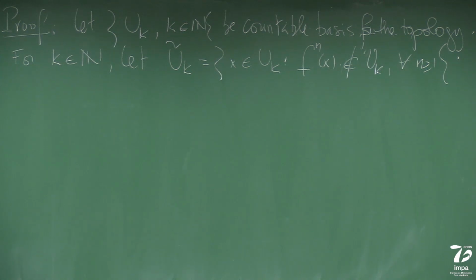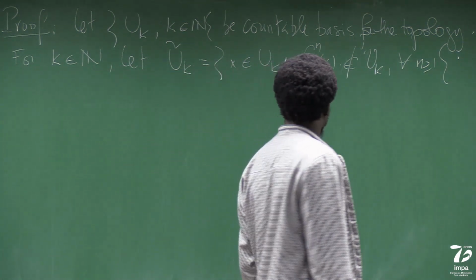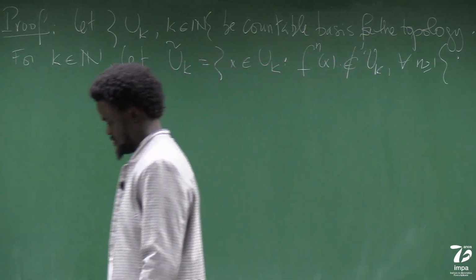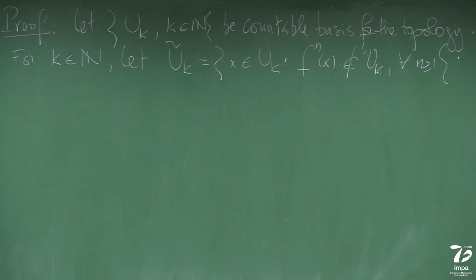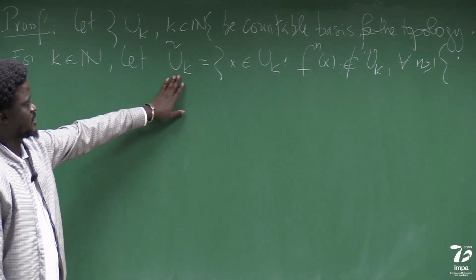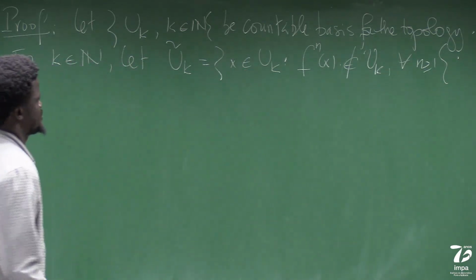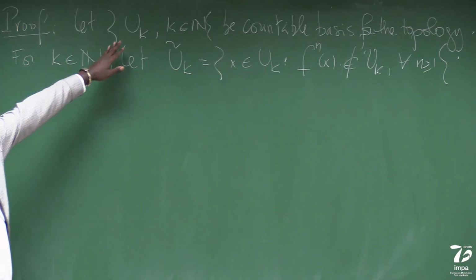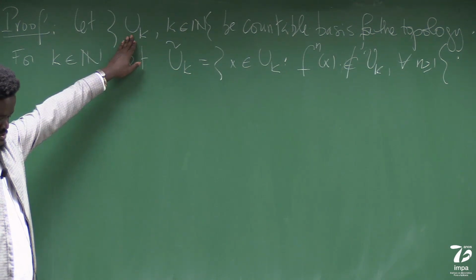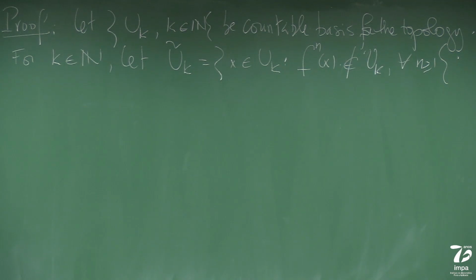And by Poincaré recurrence, we have that this set has measure 0. Because we suppose that U k has positive measure, since we can take a countable basis where every element has positive measure.